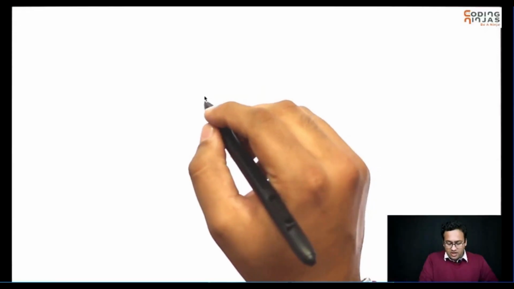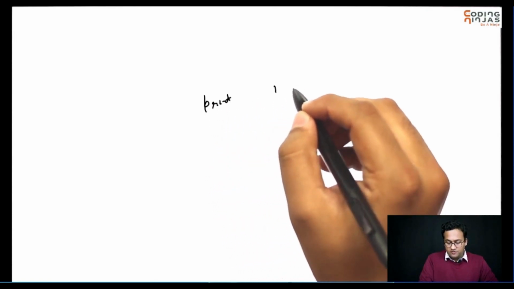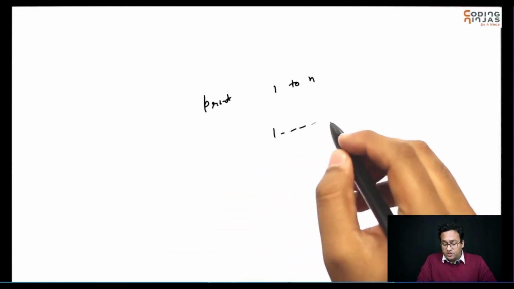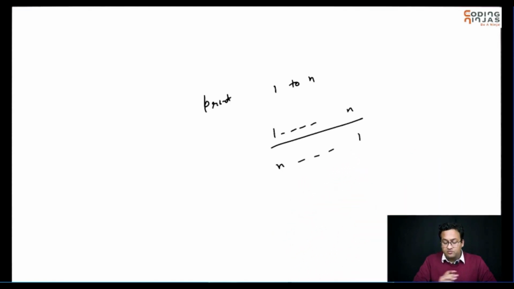Hi. So in this session, I want to talk about another problem, and we'll solve it in 2 different ways. I want you to print numbers from 1 to n. Your function will get an input n, and then you need to print numbers from 1 to n. I want to print it this way, and I also want to print it the other way. I want to print it both ways.